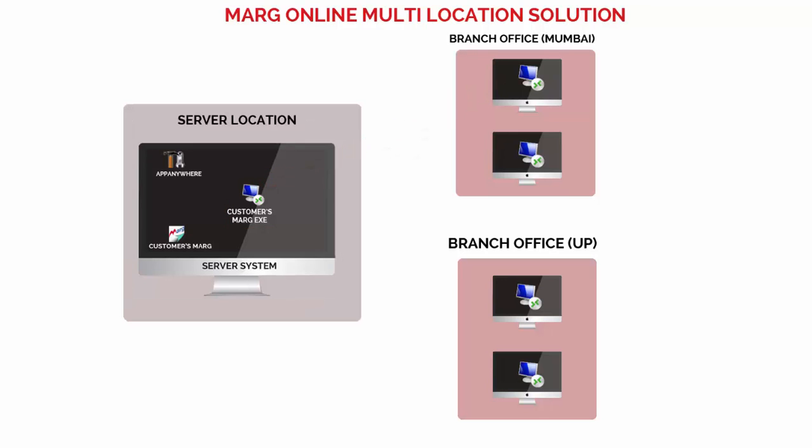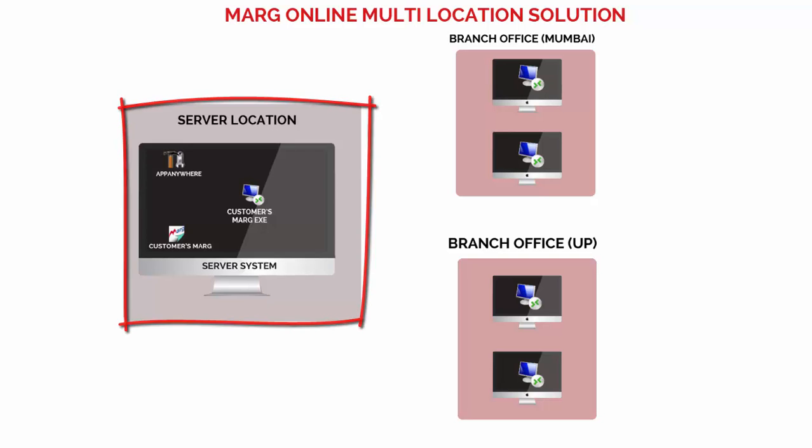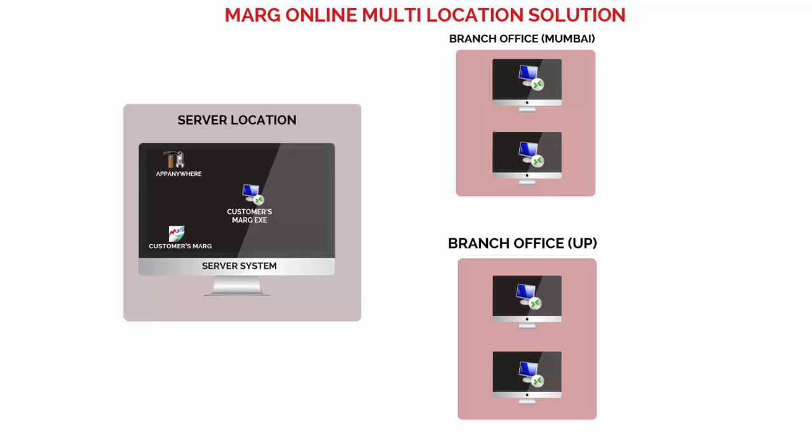Now, what is an exe? An exe is a file on which, if the customer clicks, he will be redirected to the server desktop. However, he won't be able to access the whole server desktop. Through App Anywhere on the server system, only some applications, in our case the Marg software application, will be assigned to the customer to access. But if needed, the server system can assign certain other applications as well, like Notepad, Calculator, etc.